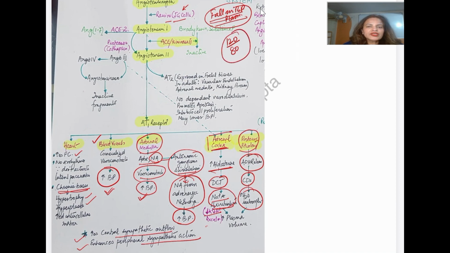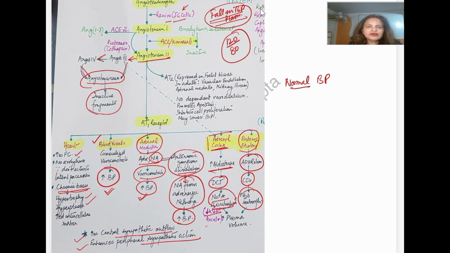And once the person gets normal blood pressure, then what will happen? This system will be switched off. What happens to angiotensin 2? It is degraded into angiotensin 3 and angiotensin 4 with the help of aminopeptidases, which further form inactive fragments with the help of angiotensinases.